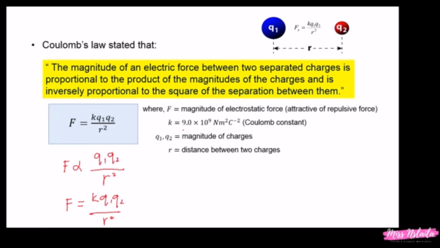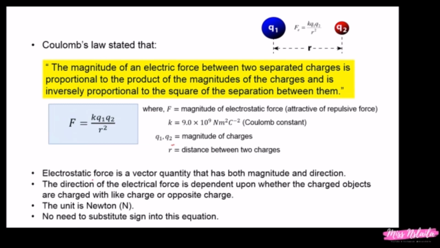K is the Coulomb constant, 9 times 10 to the power of 9 Newton meter square per Coulomb square. And R is the distance between the two charges, not radius, okay? It's distance, jarak di antara dua charge tersebut. Electrostatic force or Coulomb force is a vector quantity that has both magnitude and direction. To find the magnitude, we use the equation F equal to K Q1 Q2 over R square.